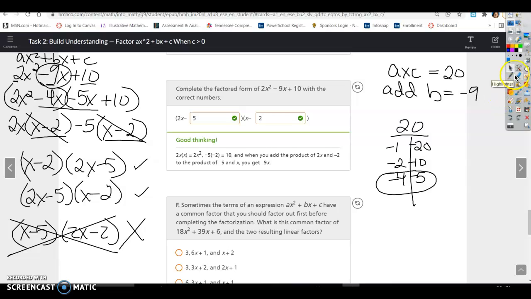All right, if you want to write that down, please do so. We're going to move on to the next example.